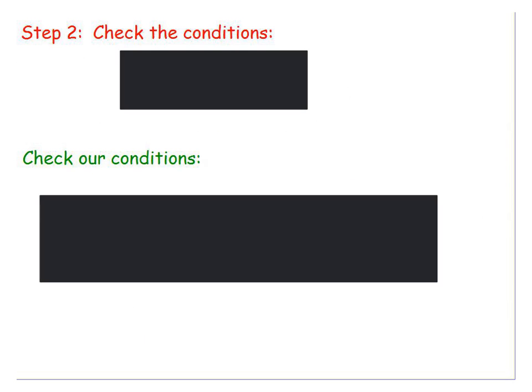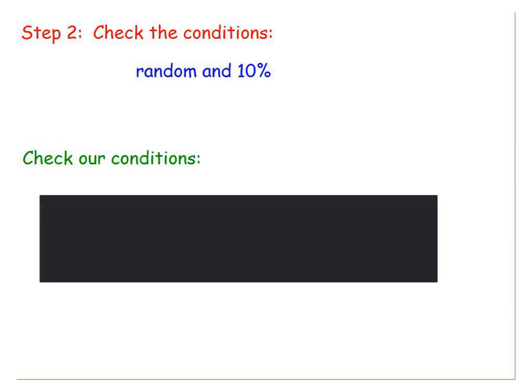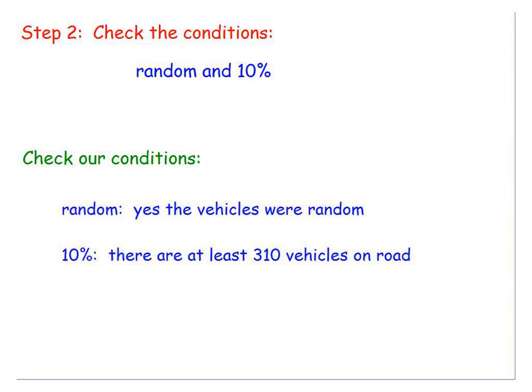Next piece of the puzzle. Check our conditions. Well, for these, there's only two. It has to be random and it has to be 10%. So, was it random, the cars that were on the road? Yes, it's very safe to assume that those cars were random. We don't control who goes down that road. And our sample size was 31. If we tack on a 0, there is definitely at least 310 vehicles on the road. So our conditions are both met.